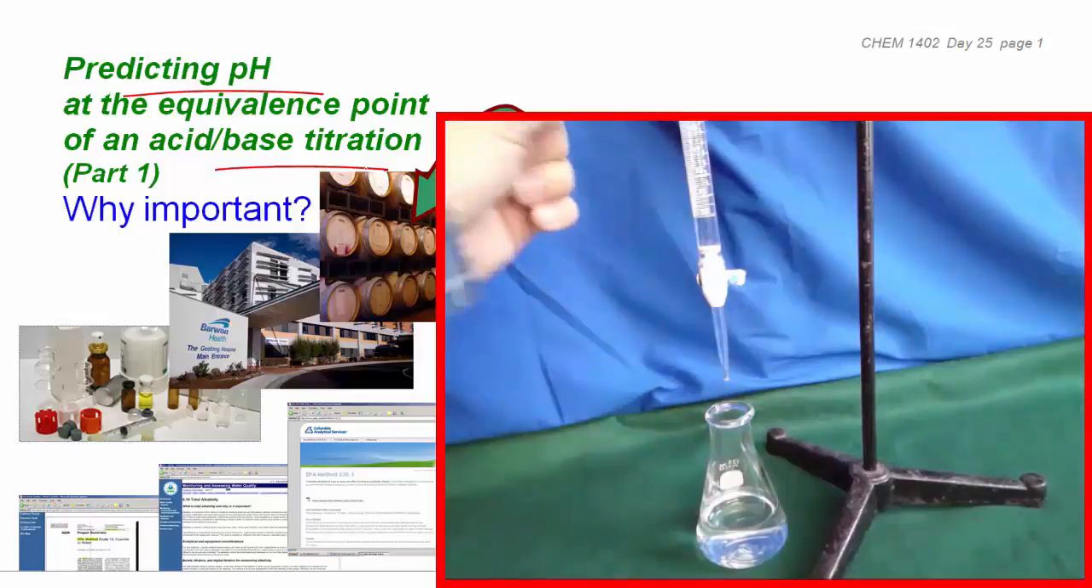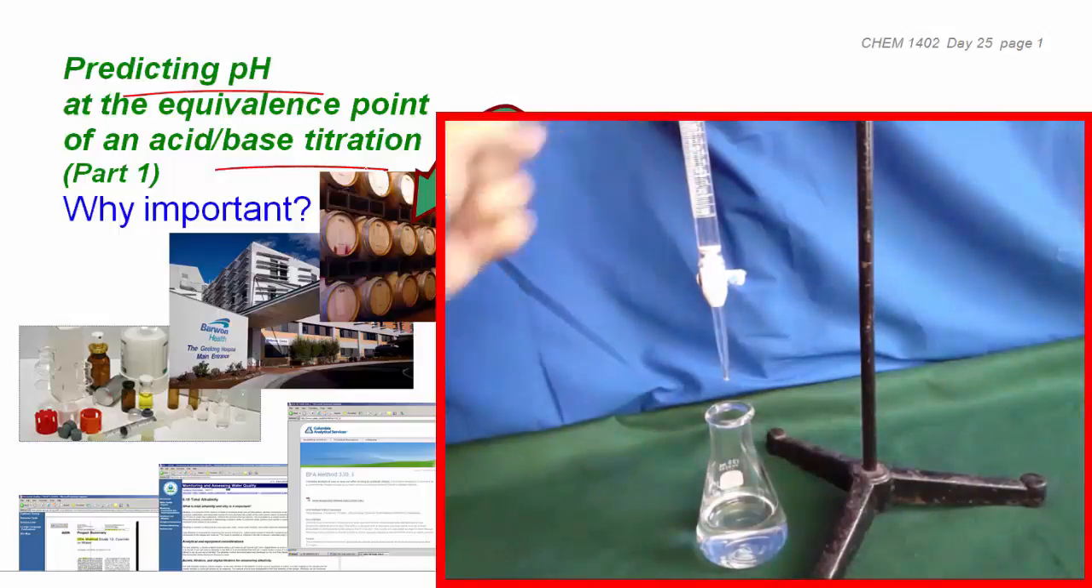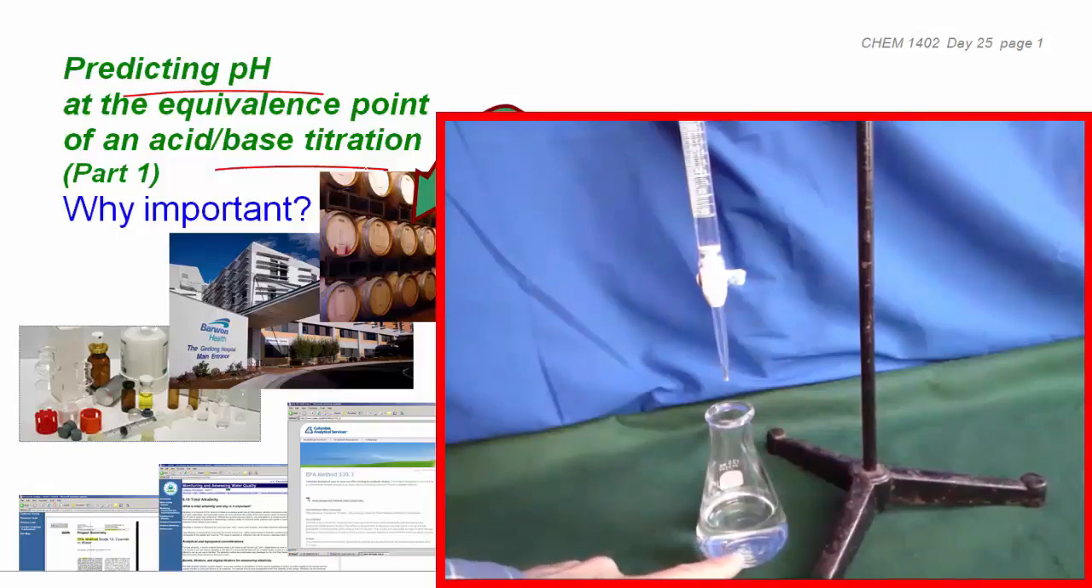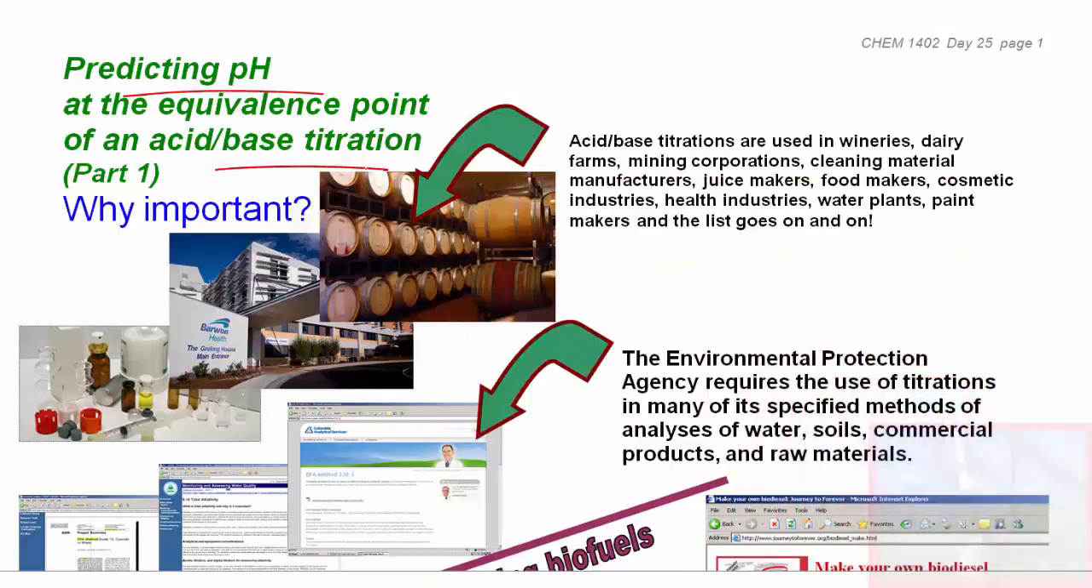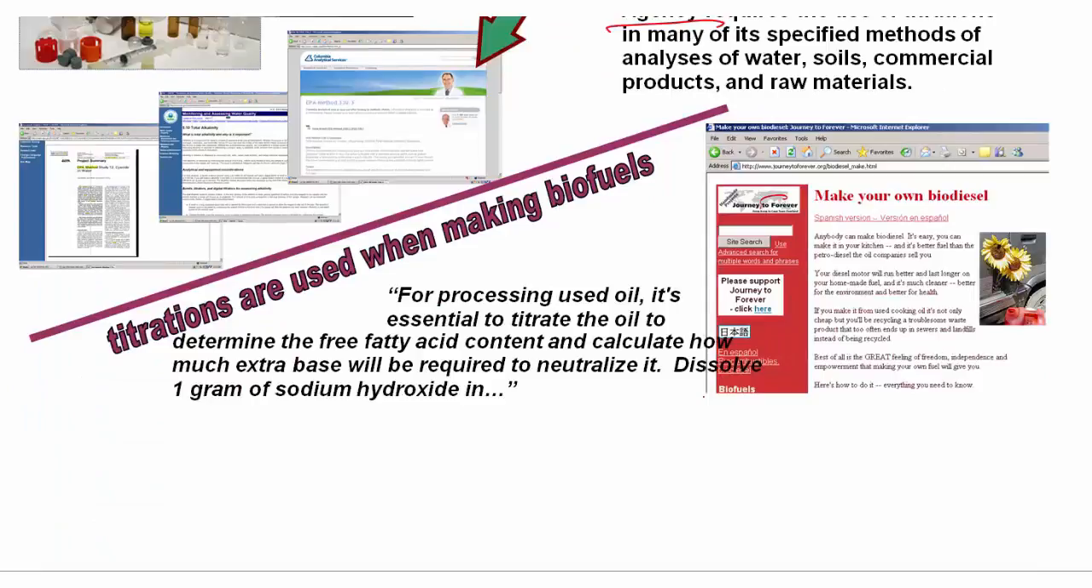And by knowing the amount of this reactant in the burette that we added and its concentration, we can determine the concentration that was in this container. So it's a very useful and very practical application. It's done, and it's cheap too, so it's done throughout industry in all different types. Our Environmental Protection Agency requires the use of titrations in a lot of environmental analyses. If you're going to make some biodiesel, it looks like you have to do a titration.